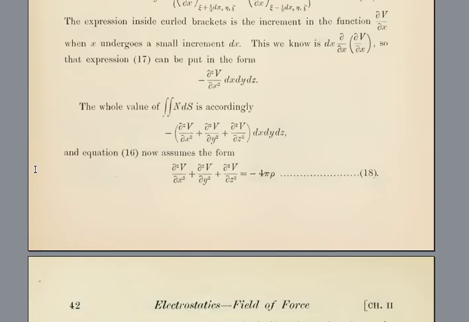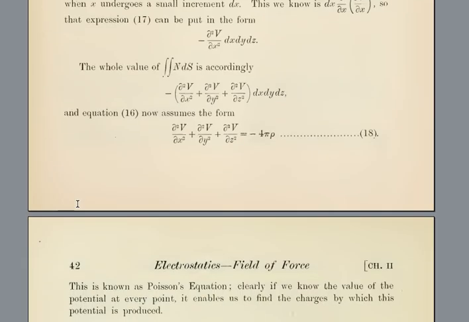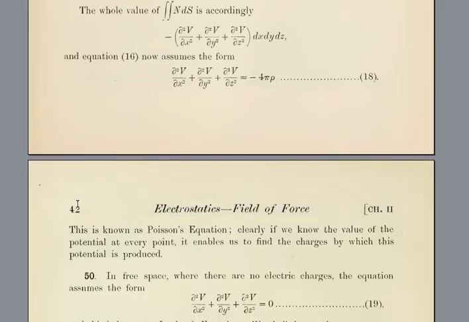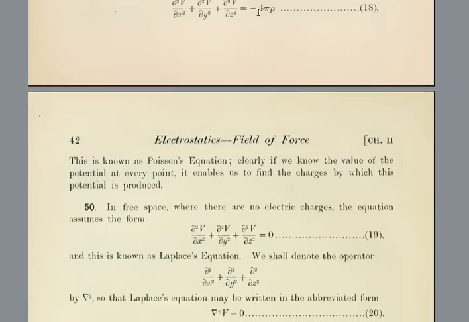the whole multiplied by dx multiplied by dy multiplied by dz, and the equation now assumes the form: partial derivative of the normal component of the electric field with respect to x plus partial derivative of the normal component with respect to y plus partial derivative of the normal component with respect to z equals 4 pi rho. This is known as Poisson's equation. Clearly, if we know the value of the potential at every point, it enables us to find the charges by which this potential is produced.